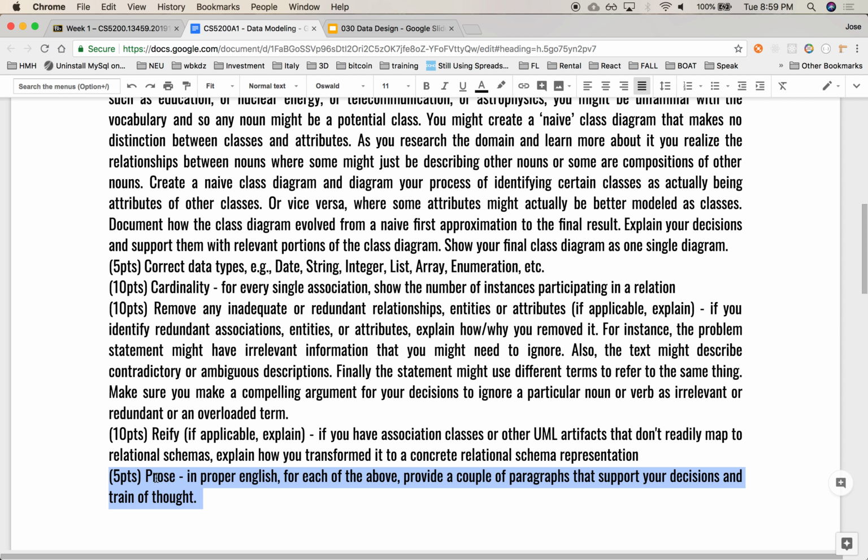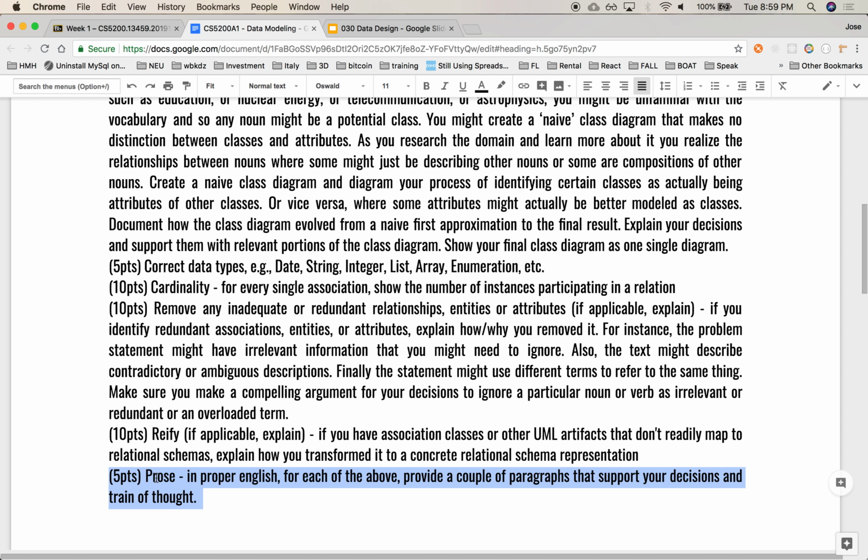And then prose. Prose means your good use of English as you explain yourself. So use paragraphs and sentences to explain your thought. Don't just give me class diagrams. Don't just give me the class diagram, you won't get full credit.